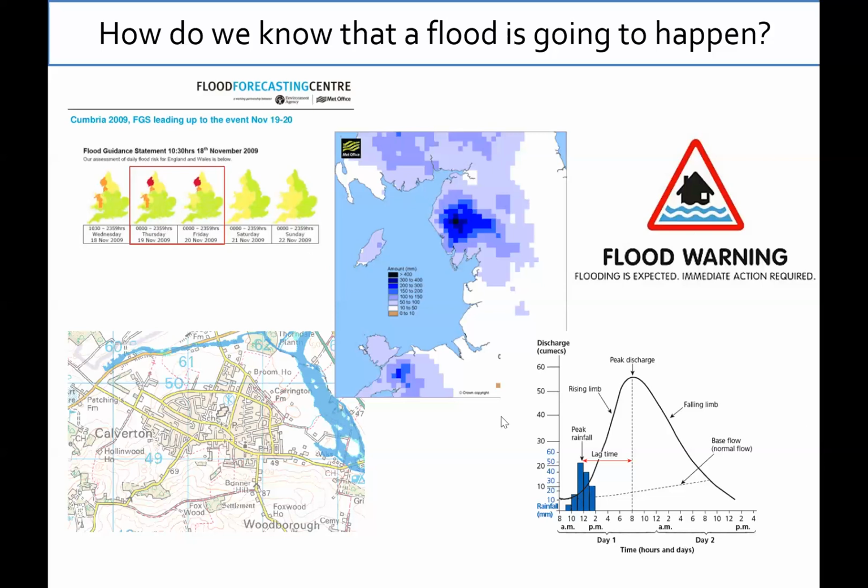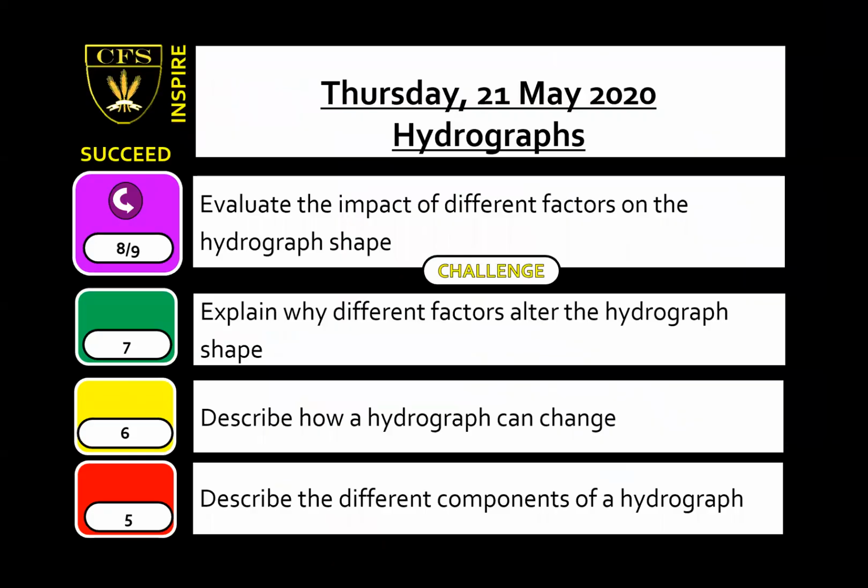And then the final thing is this thing here, which is called a hydrograph. And that's what today is all about. So hydrographs, ultimately we've got to look at what they are, what they show, what changes them, and then make some judgments about what has the most impact on changing the shape of those hydrographs.